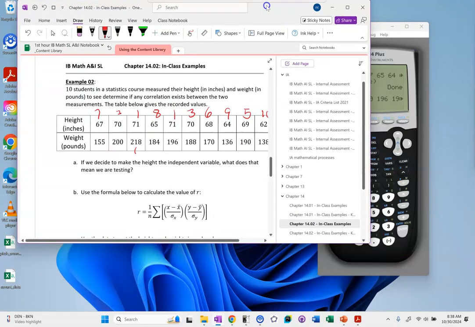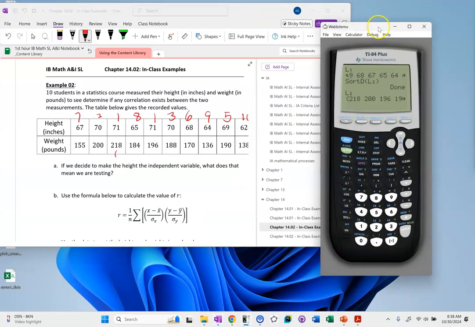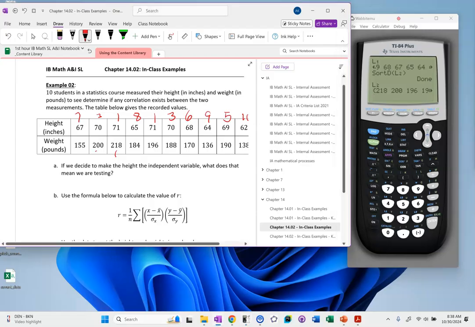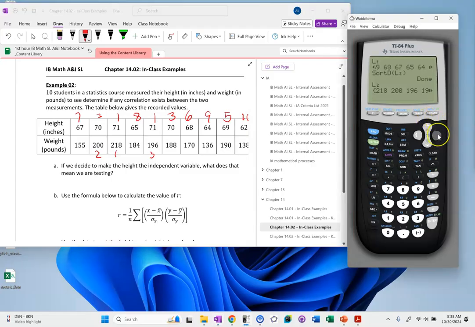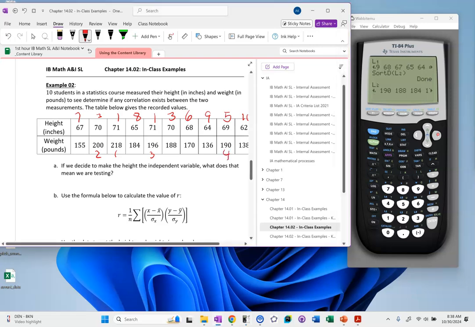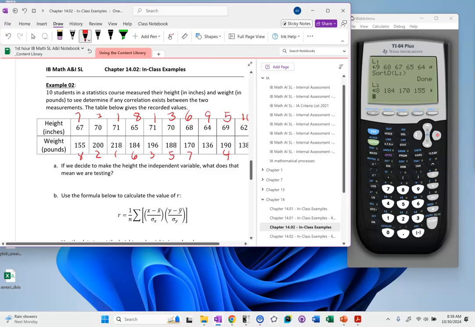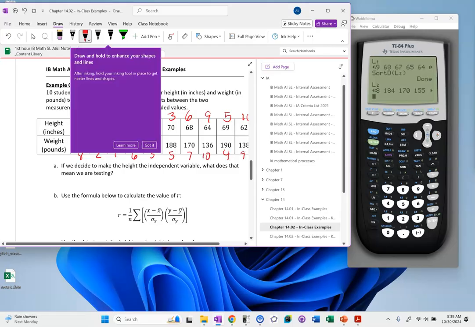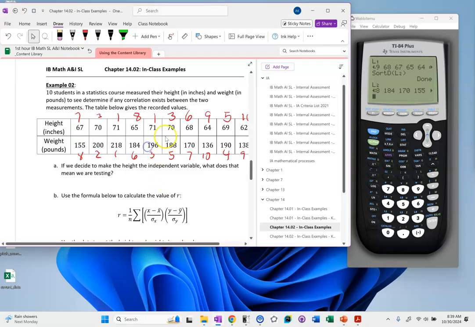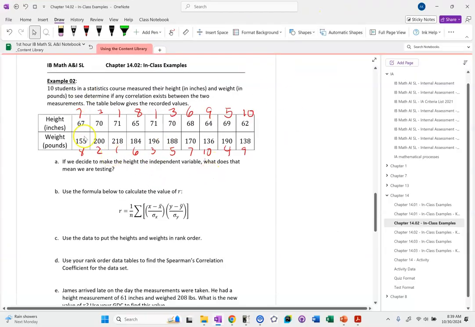this is just driving me nuts. And then 200 is our next one, and then 196, and then 190, and then 88, and then 84, and then 170, and then 55, and then 38 and 136. Stop. So far, so good?